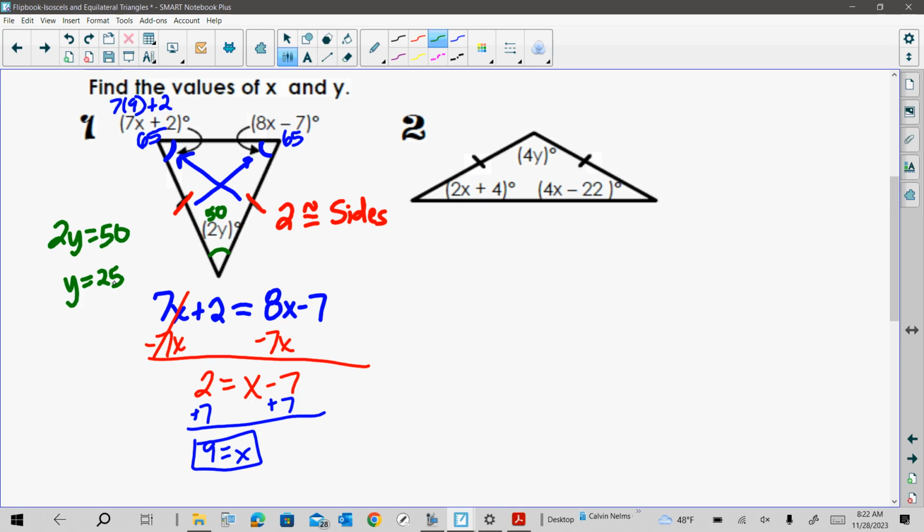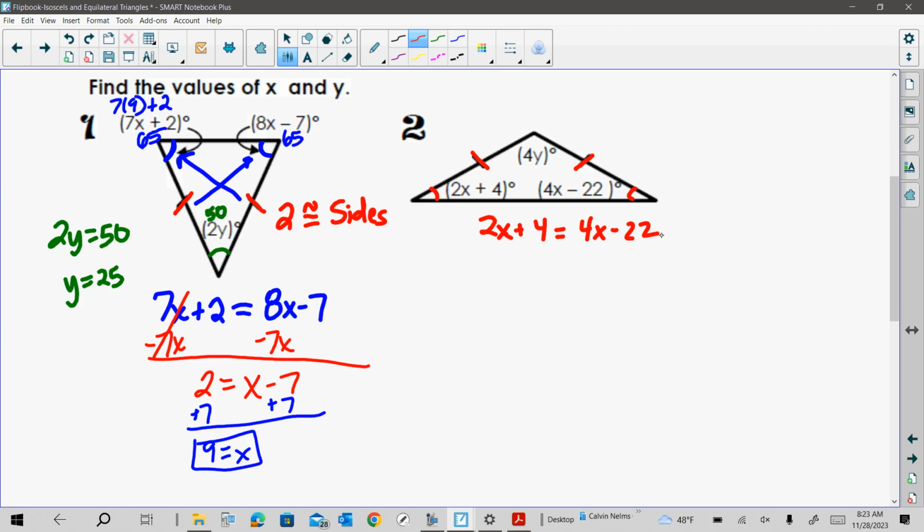So, number 2, same relationship. They give us the tick marks. So now that I see I have two congruent sides, I have two congruent base angles. What's the equation we would start here to solve for x? 2x plus 4, 4x minus 22. Yep, 2x plus 4 equals 4x minus 22.